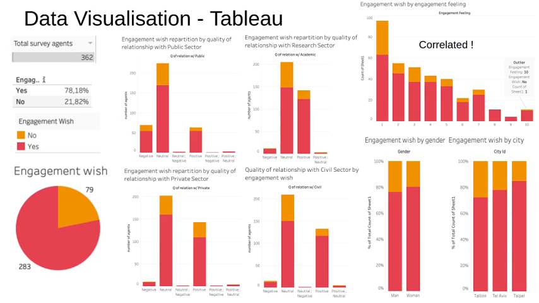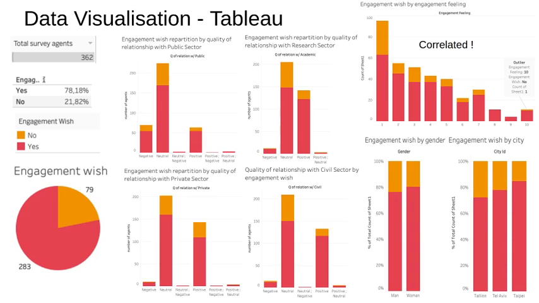And so I started to check. At the bottom right, you can check the engagement wish by city. It looks like Taipei citizens are the ones who wish to engage the most, and Tallinn are the ones who wish to engage less. We can also check the gender repartition, and it's more or less similar, like men and women wish to engage at a similar level, even if women are a bit more enthusiastic.